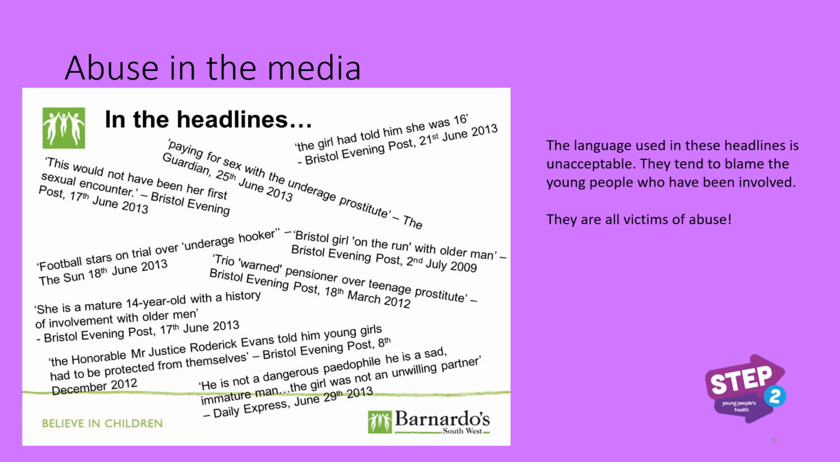This would not have been the second one, this would not have been her first sexual encounter. It doesn't matter if it's a first or a 50th. That's her business, not everyone else's. He's not a dangerous paedophile, he is a sad, immature man. The girl was not an unwilling partner. If this person has been abusing an underage child, then the term paedophile is applicable here. Again, it implies that the child is to blame. Depending on her age, she may not have been old enough to legally give consent.